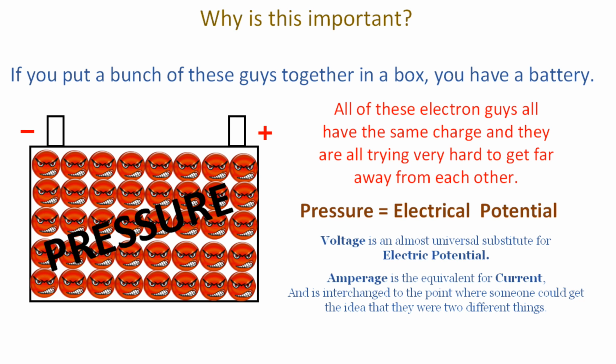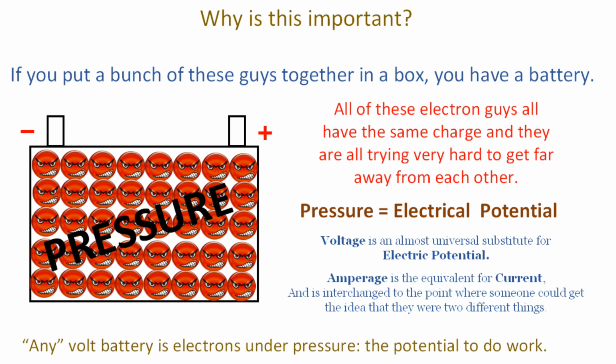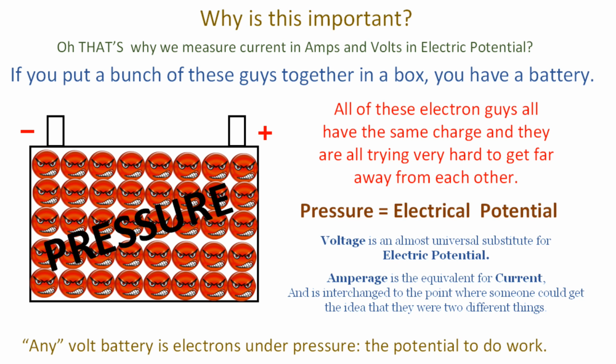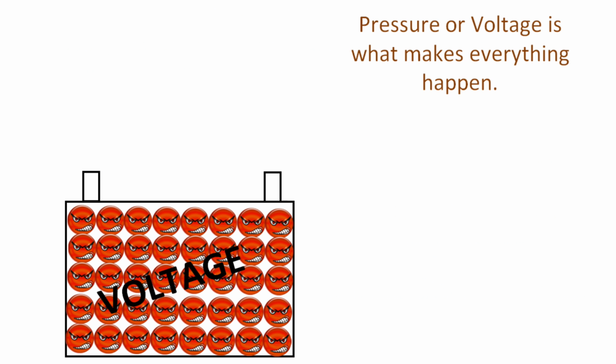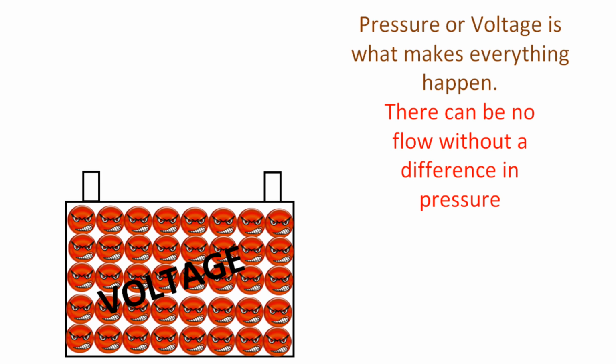If you have any volt battery, a 9-volt battery, 12-volt battery, any volt battery is simply electrons under pressure, the potential to do work. So that's why you get the potential, electric potential. These guys need to go somewhere. So pressure or voltage is what makes everything happen. There can be no electron flow without a difference in pressure.